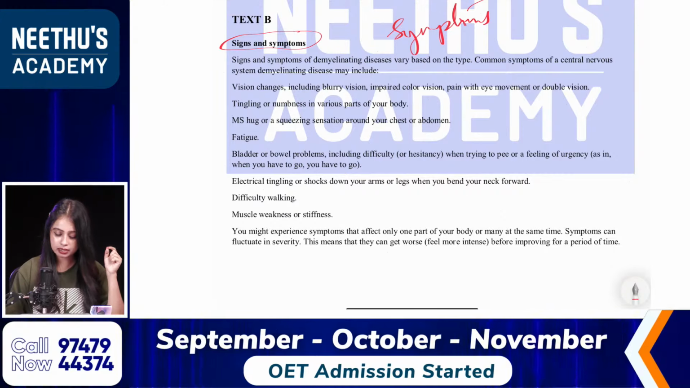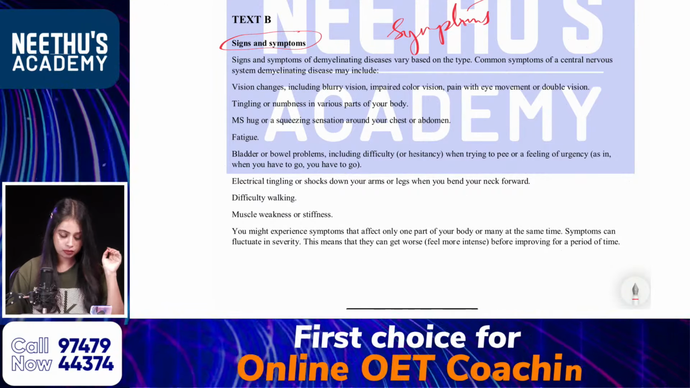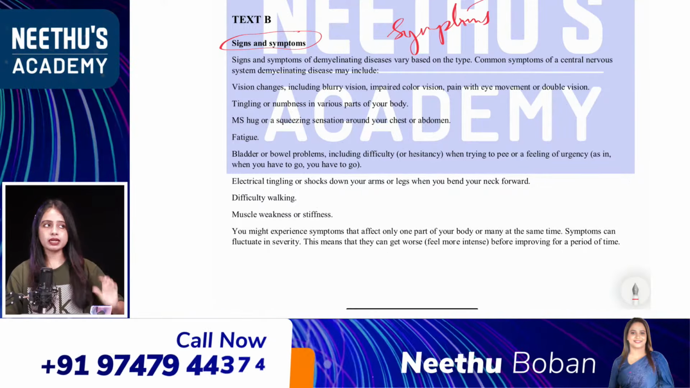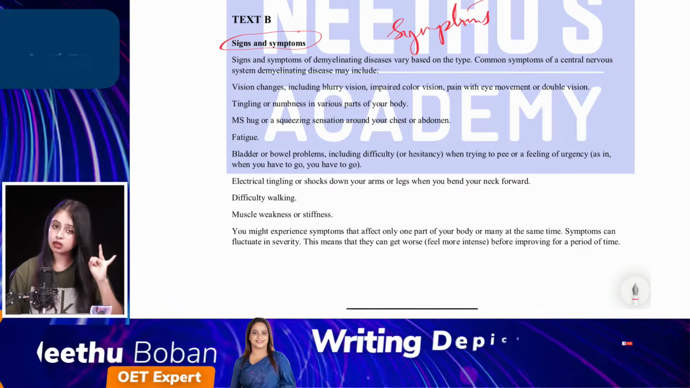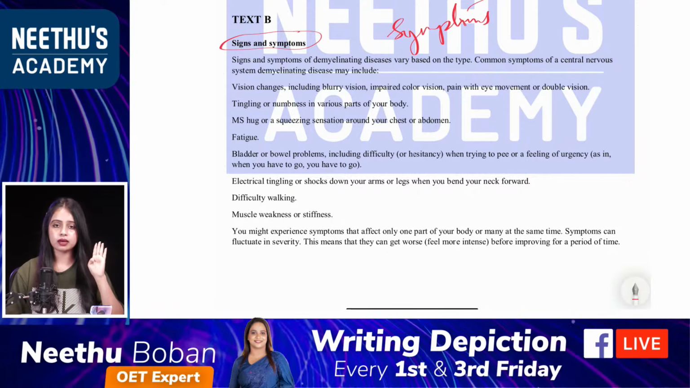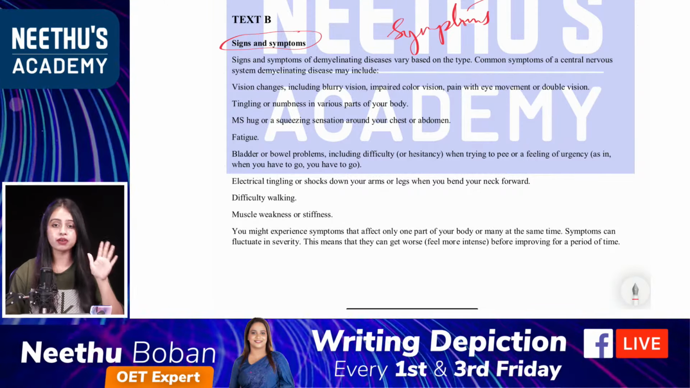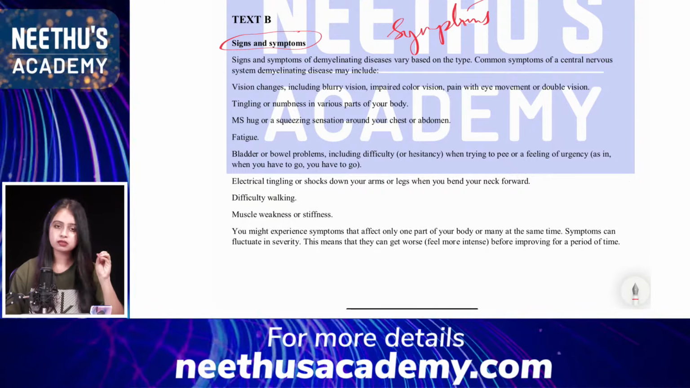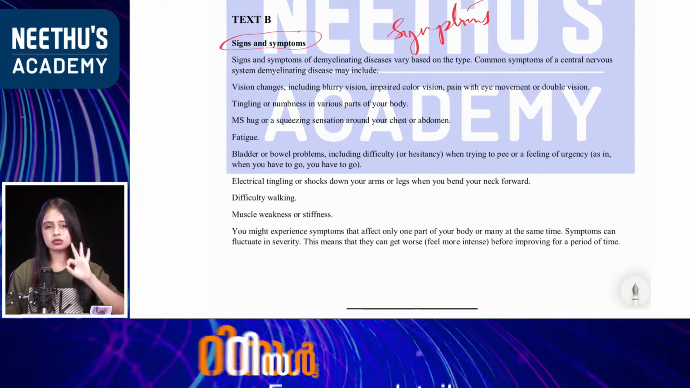Okay, and where is the answer? The answer is from text B. Around the chest or abdomen. Okay, Divi, if you're writing around the chest or abdomen, how many words? 5 words. Okay, so definitely they will strike it off. So it should be maximum 3.